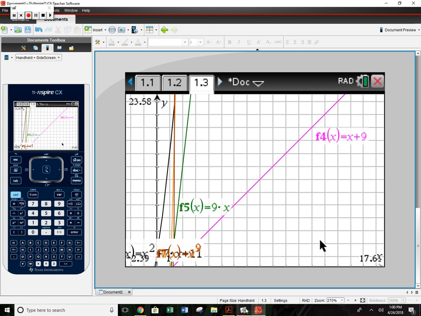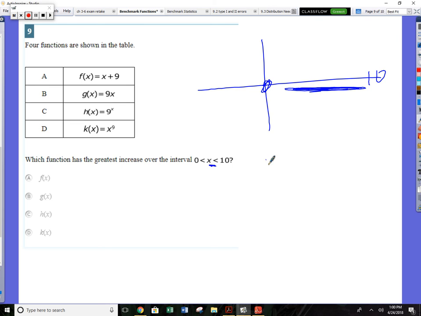Okay, let's try this. Let's go A, B, C, D. Let's do it this way. Okay, let's put 0. Let's go from 0 to 10. What does 0 give you? If you put 0 in for x, what does it spit out? 0 spits out a 9.